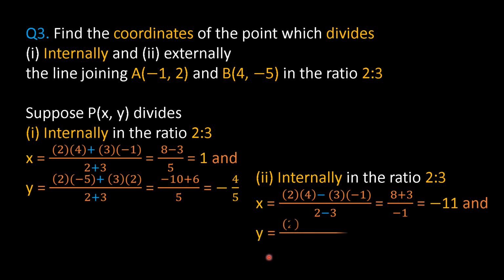And the y coordinate will be (my2 minus ny1) upon (m minus n). So it will be minus 10 minus 3 2s are 6, and this will be 2 minus 3, that is minus 1, so it will be 16. So the coordinates of point P when it divides the segment AB externally will be (minus 11, 16).